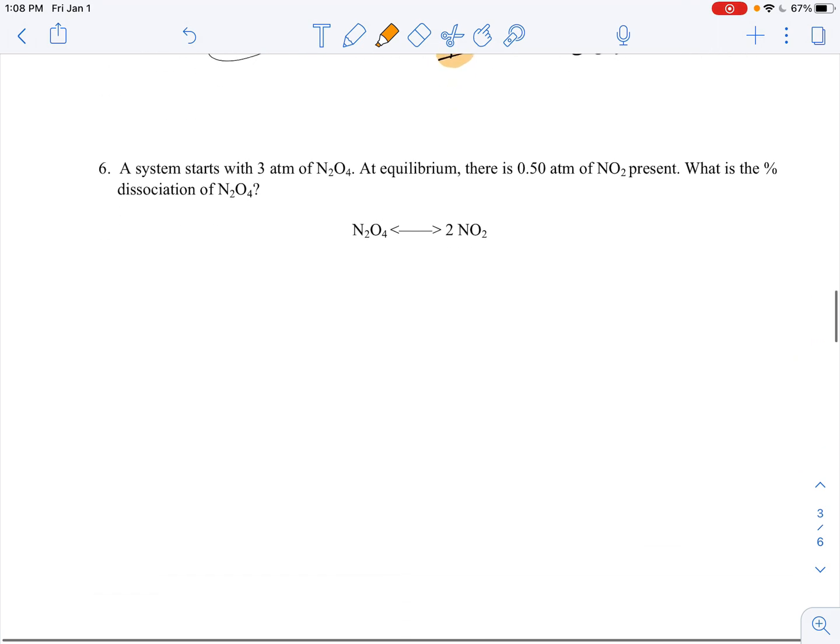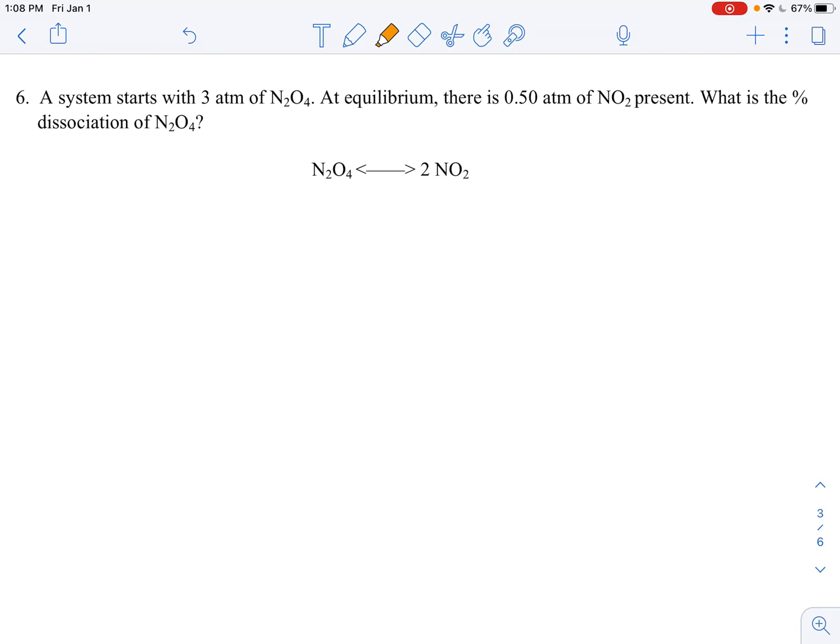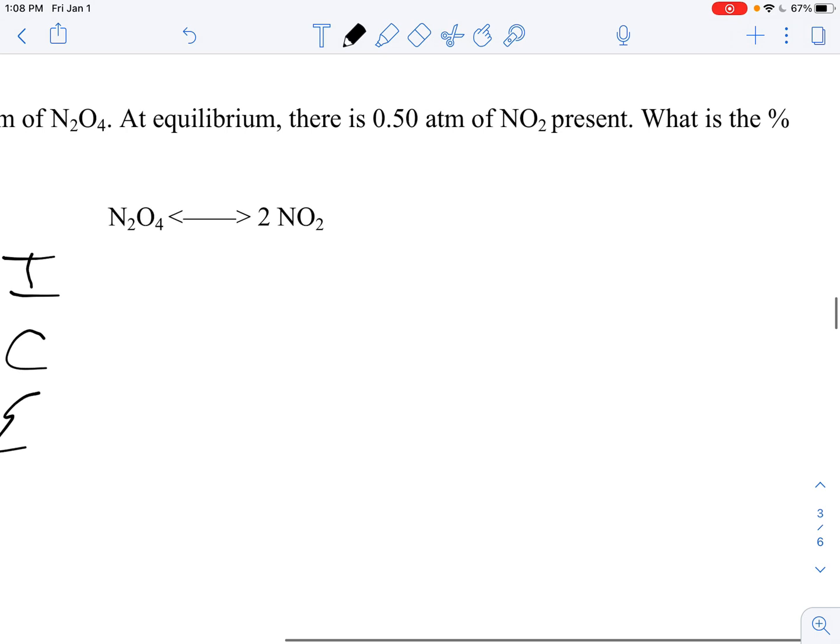Part over the total, that gets you your percent. Let's look at this guy. Same question. A system starts with 3 atmospheres of N2O4 to equilibrium. There's half an atmosphere of NO2 present. What's the percent dissociation? All right, no problem. I've got an I, a C, and an E here.